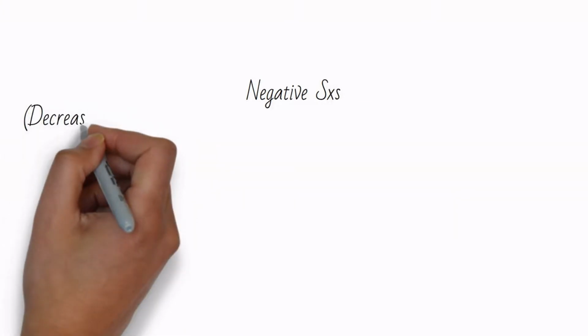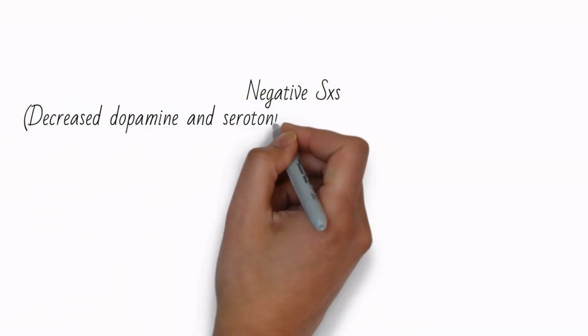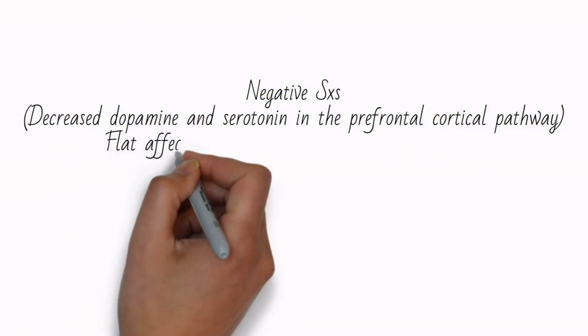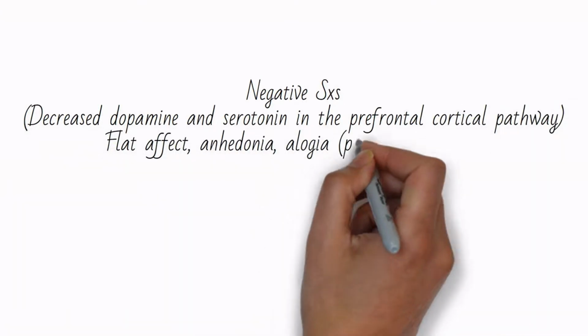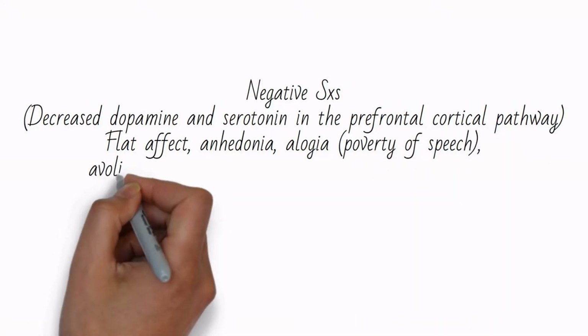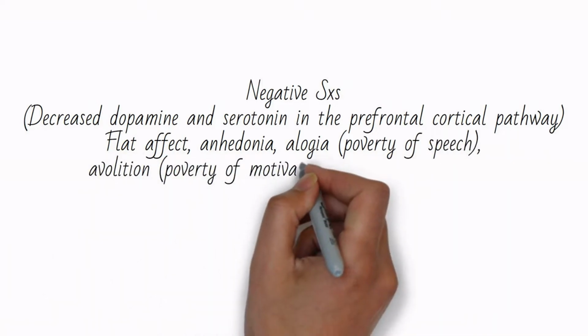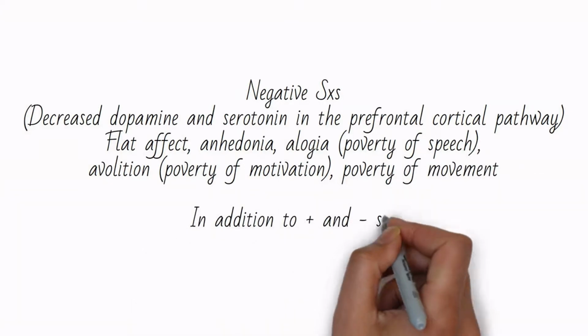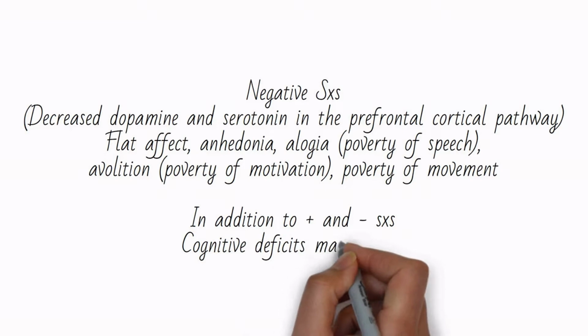The negative symptoms include flat affect, which is essentially outwardly appearing to not have a mood, anhedonia, and the 3 poverties: poverty of speech, called alogia, poverty of motivation, called avolition, and poverty of movement. Patients may also have cognitive decline, but this is not a negative symptom and is not necessary for diagnosis.